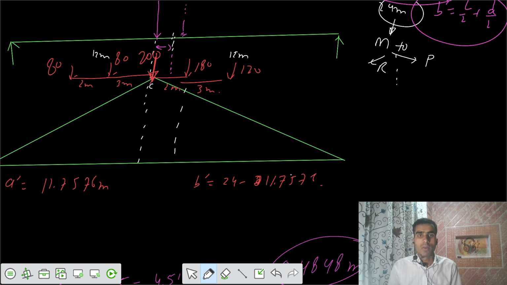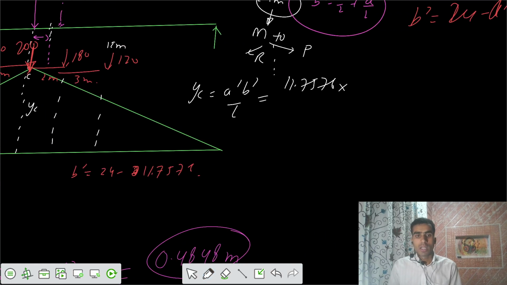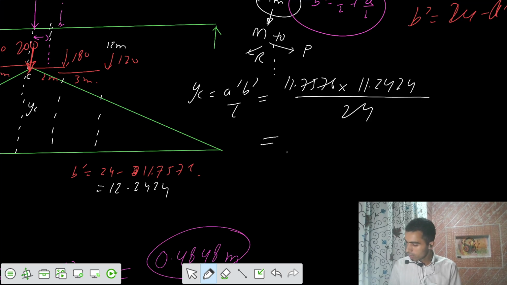Then I can say what are these values of ordinate? We have YC. Let's say this is YC. YC is equal to A dash B dash by L, and that we have already. We can solve that. 11.7576 into one more ordinate of 12.2424, divided by 24, and you have a YC value of, we have solved that, YC equals 5.99 meter.